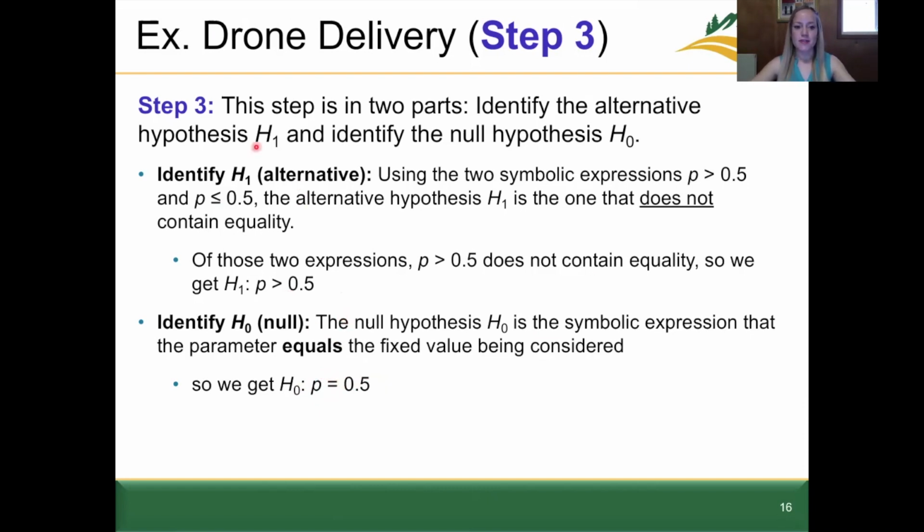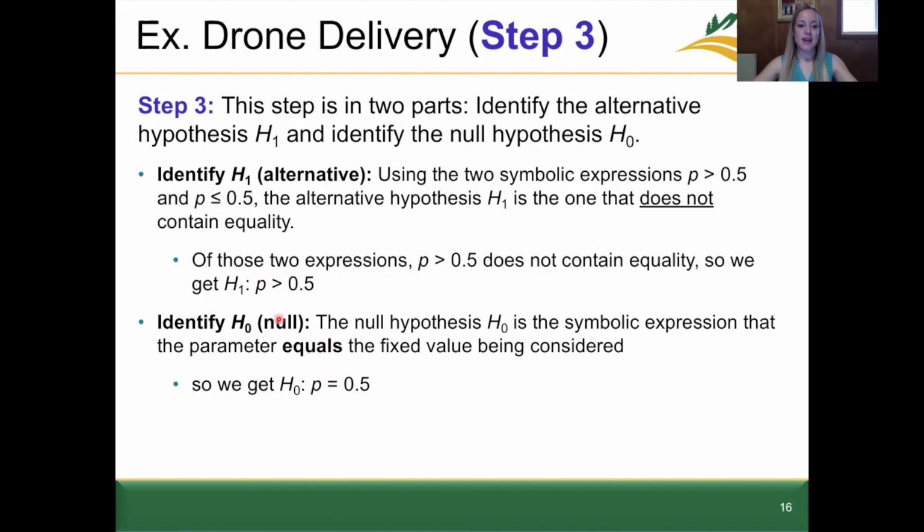Backing up here to the alternative hypothesis, when we mentioned that the alternative hypothesis does not contain the equality, how we interpret equality here is this meaning here by less than or equal to. But for the null hypothesis, this contains a true equal sign. So here our alternative hypothesis, H1, is P is greater than 0.5. Our null hypothesis, H0, is that P is equal to 0.5.